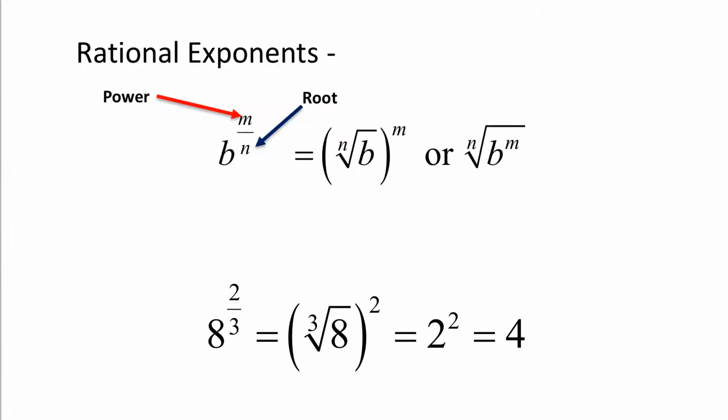And the bottom is going to be the root that you're looking for. So if you have a 2, you're looking for the square root. If you have a 3, you're looking for the third. So this is a 3 here, so we're looking for the third or the cubic root. If you have a 4, fourth root, and so on and so on.